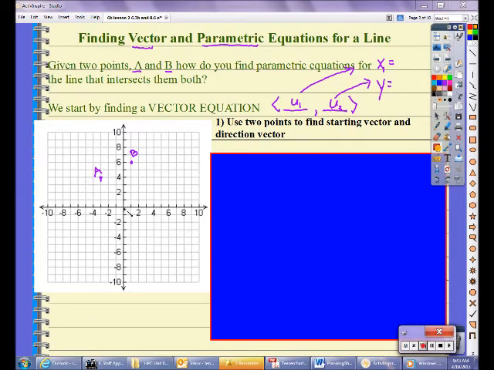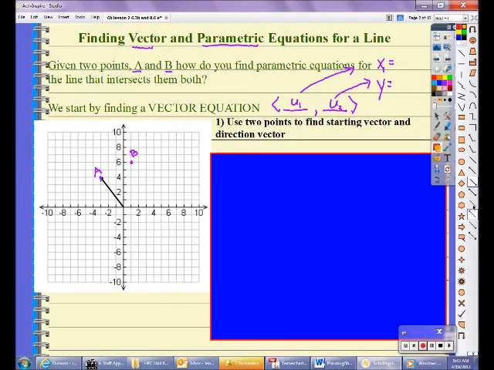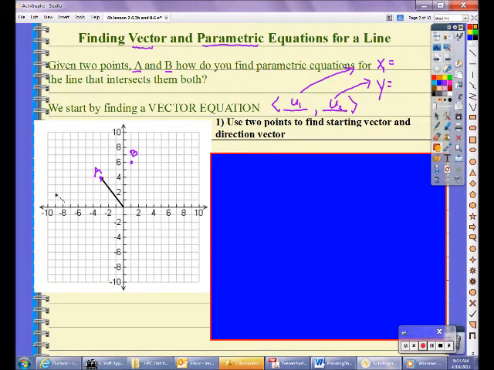Well, the starting vector is the vector that goes from the origin to point A. It basically is a vector that points to, we at least have to have one point in this vector equation that is on the line. Now, the direction vector is saying we need all of the points on this line, so let's find out what direction this line is heading in. So we need a vector going in the direction of that line.